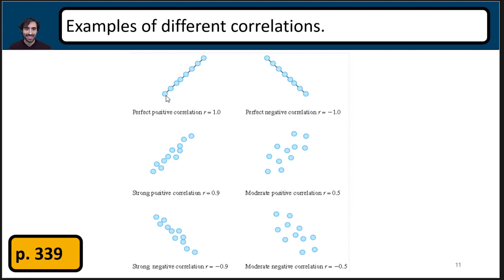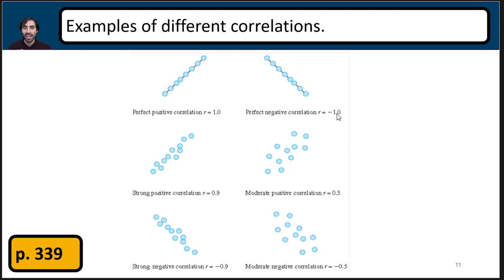So here are 6 examples that we can look at. So starting with the top left, this is a perfect positive correlation. It is a 1, and you can just see that everything is in a nice linear fashion. It's like being in line. I'm just going to say that. I don't want to promote any particular business.